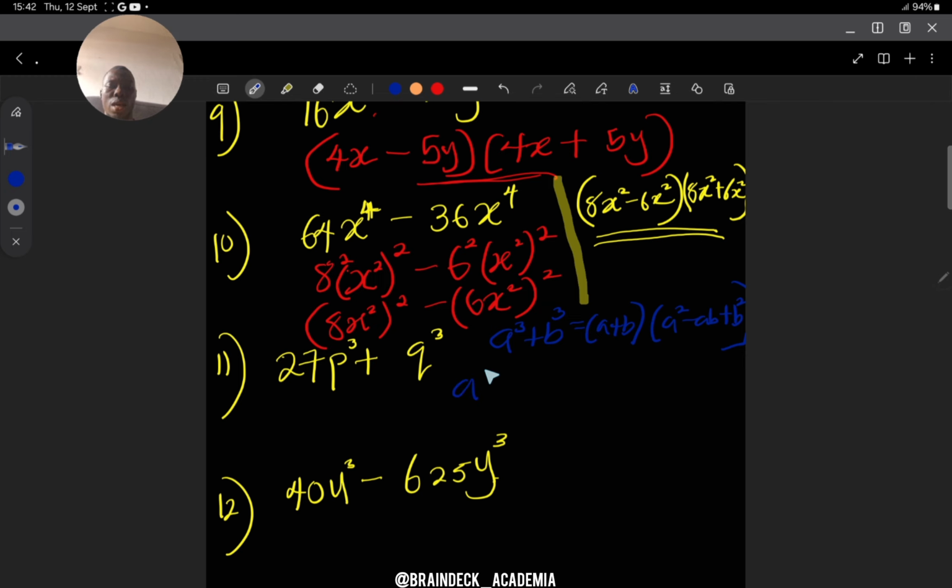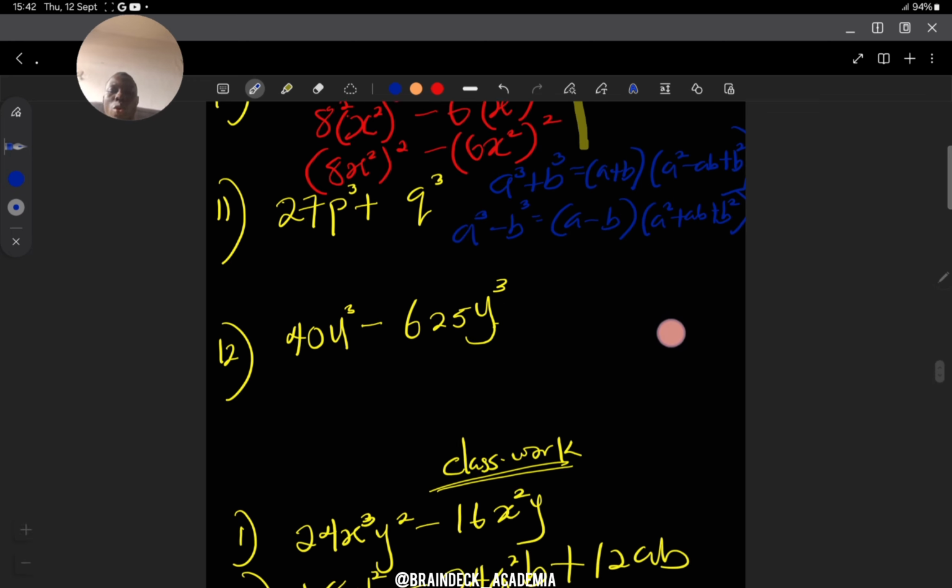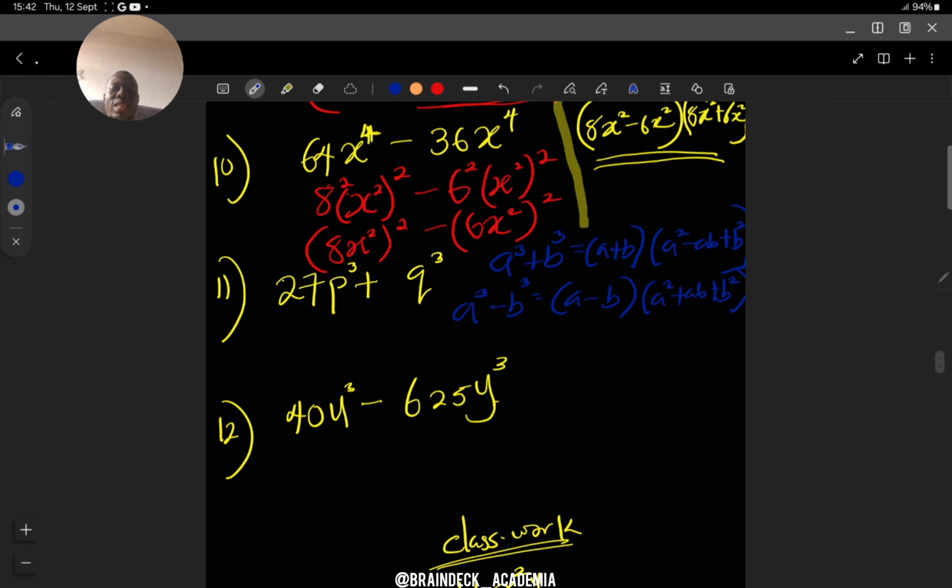But if it's the difference of a cube, a cube minus b cube, it will be a minus b, bracket a square plus ab plus b square. So this is the rule or the identity you use to factorize anything that has that specific format.